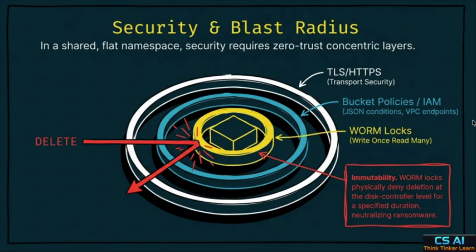In a shared flat namespace, security must be built in concentric layers. We have TLS for transport, IAM and bucket policy for access control, and the final boss, WORM locks. Write once, read many. WORM locks physically deny deletion at the disk controller level for a set duration. This is the ultimate defense against ransomware. Even if an attacker gets your admin keys, they cannot delete the data until the timer expires.